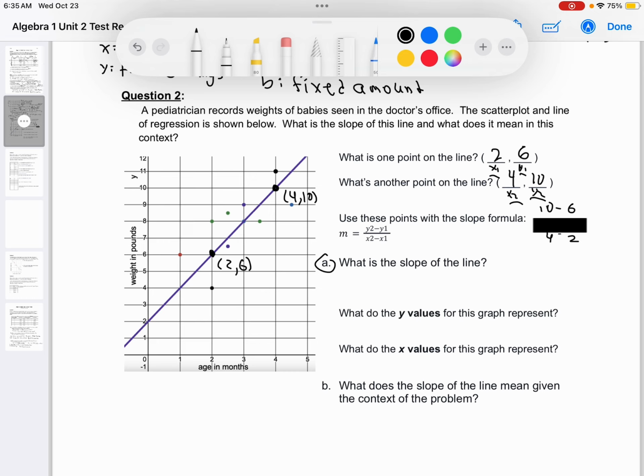And this is going to give me 10 minus 6 is 4, and 4 minus 2 is 2, and 4 divided by 2 would be 2. So my slope of the line is going to be 2.